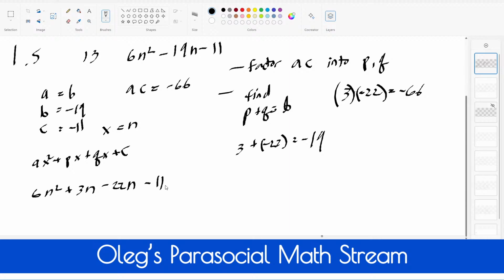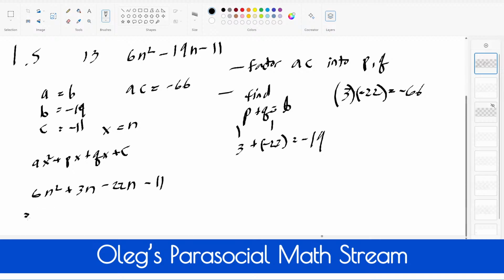So let's look at that again. We have 6n squared plus 3n. That's px, yes. And then minus 22n, which is our qx. And then minus c, which is 11. So just to be clear, everything is written out here. That's p, that's q. They are a factoring of ac. ac is 66, and we just factored it into 3 and 22, such that p plus q is equal to b. b is negative 19 right here. Okay, so hopefully that makes sense. Now, what can we factor here?